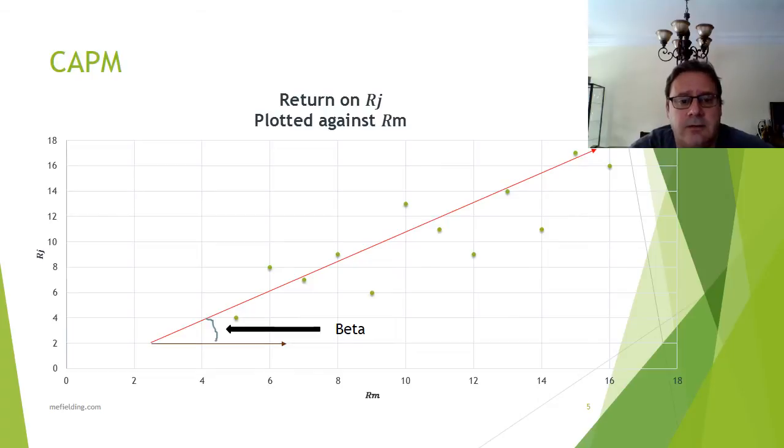On the bottom of the graph, you have RM. RM is the return on the market portfolio. So we've got these two things, and these are our two axes. Did I get that right? Axes.